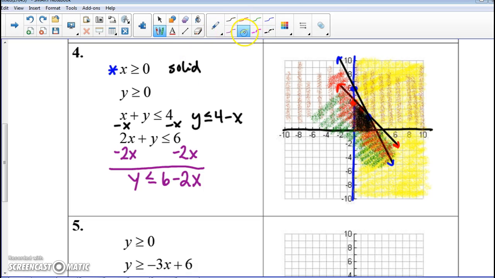It looks like we have a point here at 0, 0. This point here looks like it's 0, 4. This point here looks like it's 3, 0. And this point here I think was 2, 2. So we're looking for that shape that we make.